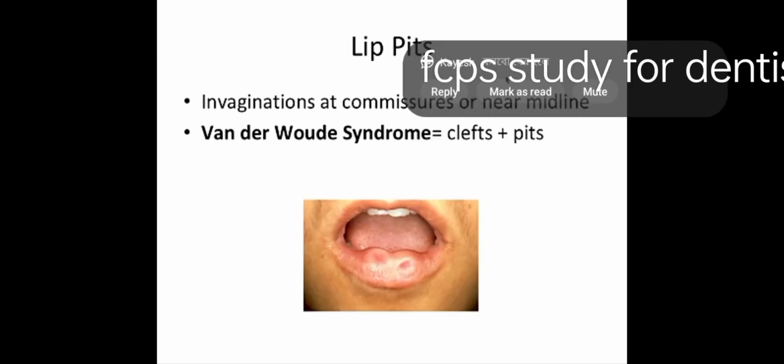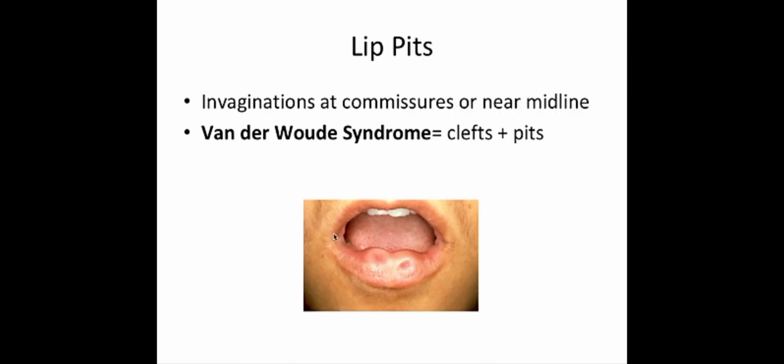Then lip pits are invaginations at either the commissures, which are the corners of the mouth, or near the midline. Now, all the syndromes that I'm going to be talking about in this oral pathology video series, I'll have them bolded and I'll list them as sort of a math equation, basically a sum of a certain amount of conditions that need to be met for it to be considered a syndrome. And I may not pronounce all these correctly, so sorry about that.